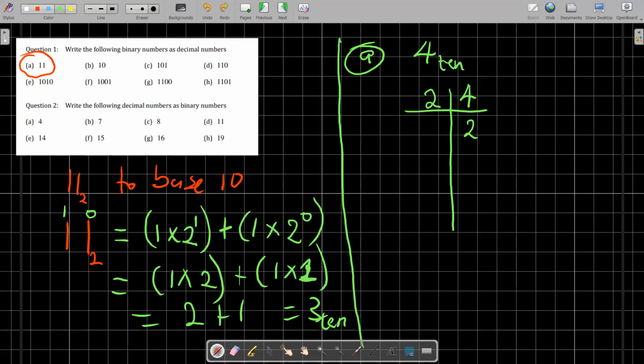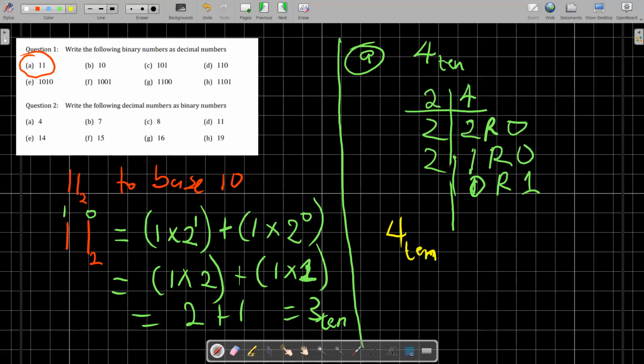So 2 in 4 is 2. There is no remainder, which is 0. And then 2 in 2 is 1. And also, there's no remainder. But 2 in 1, that's impossible, so you write down 0 and you bring down the 1. So this is it. Now, what is your answer? It means 4 in base 10 is a binary number 1, 0, 0, base 2. Remember, you're going to take from down to up. This is the answer.